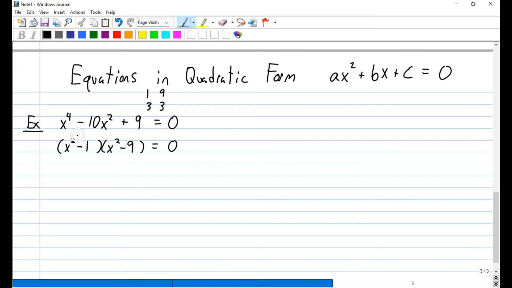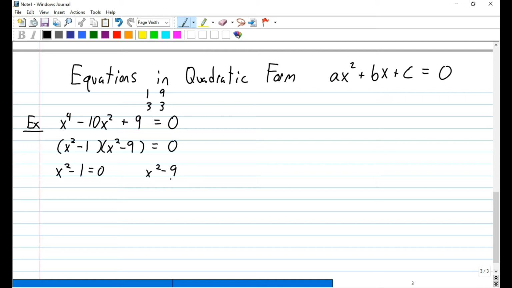Now that we have a factor times a factor equals 0, we use what's called the zero product principle. The zero product principle says if you have one thing times another thing set equal to 0, then you can set each one of those things equal to 0. Each one of these factors equal to 0.